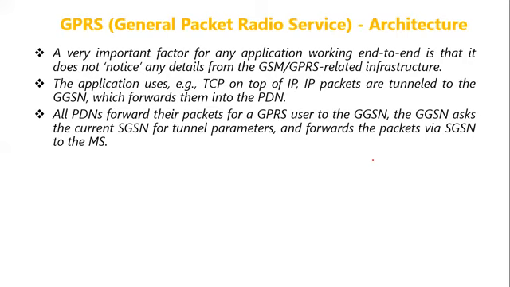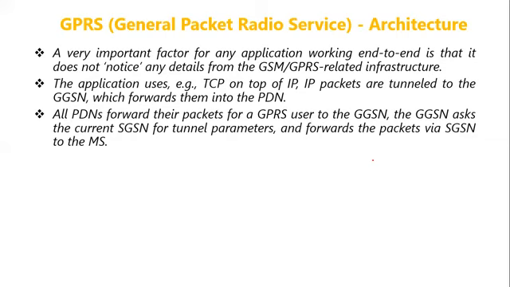The gateway GSN asks the current SGSN for tunnel parameters, and then forwards the packet via the SGSN to the MS. Through the SGSN, the packet will be forwarded to the particular MS, that is the mobile station. So this is the communication path.